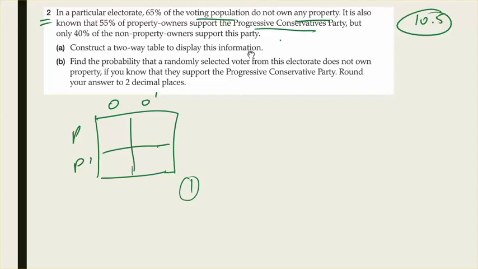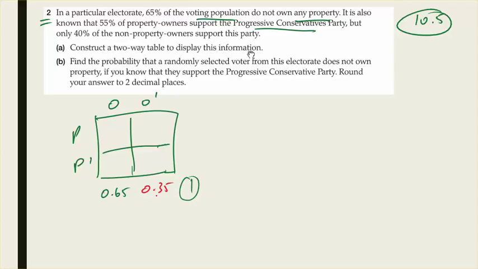We're given information that in a particular electorate, overall, 65% of the voting population own property. So 0.65 own property out of the total population. Since this sums up to 1, 0.35 must make up the complement. If 65% own property, 35% must mean that they don't own property.